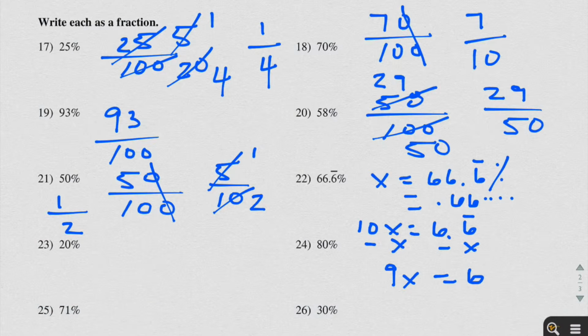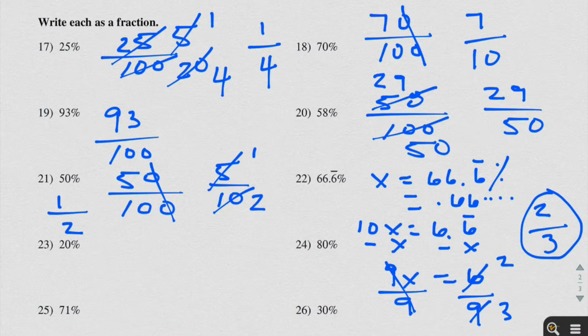Okay, we can divide both sides by 9. These cancel. We end up getting x equals 6/9, and when we reduce that by a factor of 3, we get 2 on the top and 3 on the bottom. So for number 22, we end up getting 2/3.